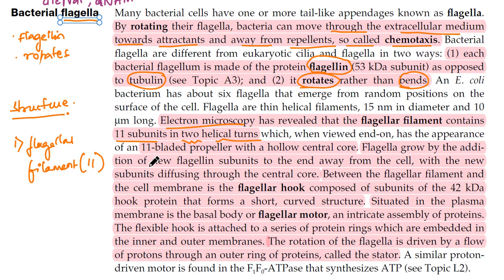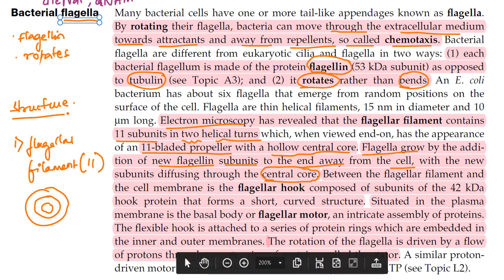It seems like an 11 blade propeller with a hollow central core. These 11 subunits are arranged in two helical turns, and there is a hollow central core. New flagellin subunits are added when the flagella grows. The flagella grows by the addition of new flagellin subunits to the end away from the cell. Where are these new subunits coming from? The new subunits are coming from the central core.